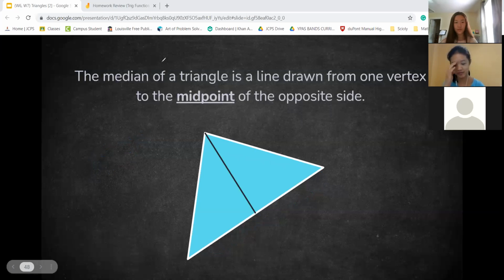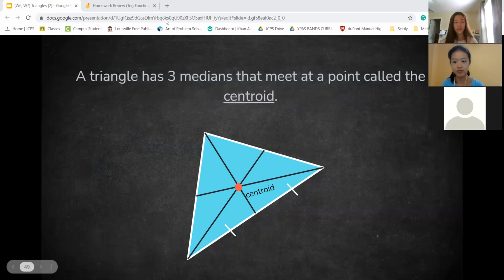Next part is, a triangle has three medians that meet at a point called the centroid. All of these are fancy names, but they are useful. Medians split the triangle into two parts, and the side lengths on either side of where the median meets the opposite side are equal.